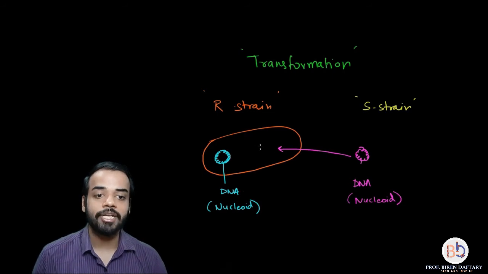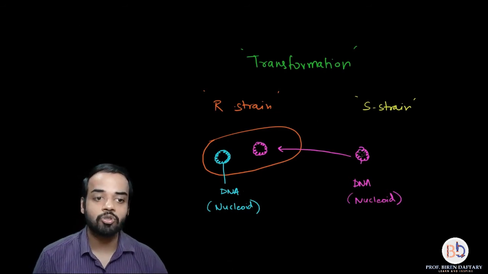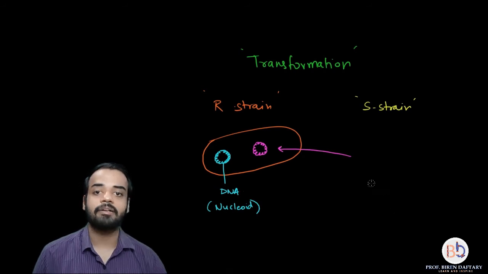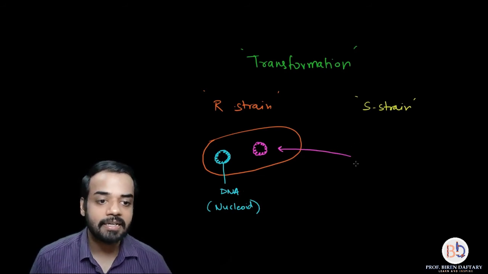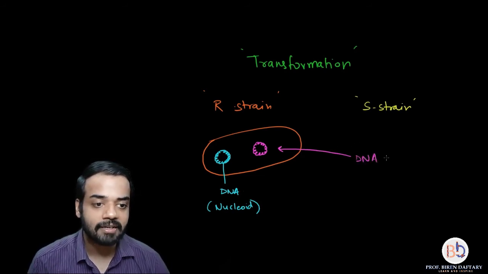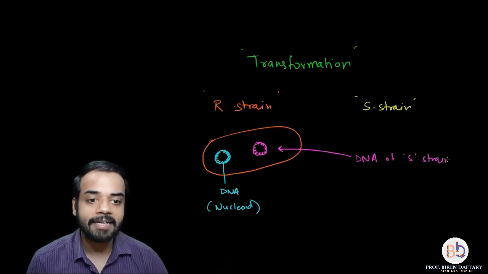So when they are mixed together, it will be absorbed by the R strain. So it is going to basically enter into the R strain. It is not going to enter on its own. Please remember, the R strain is absorbing it. Okay. And now if you see, the DNA of the S strain has been absorbed by the R strain.